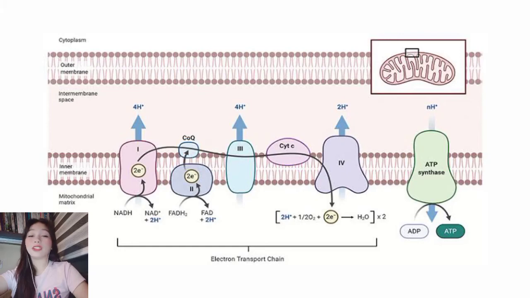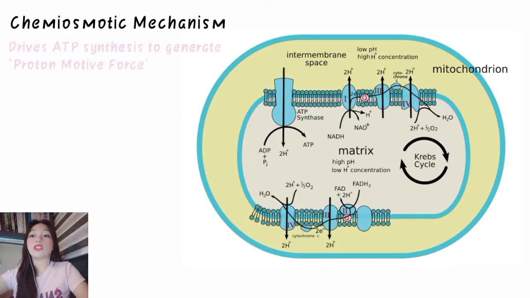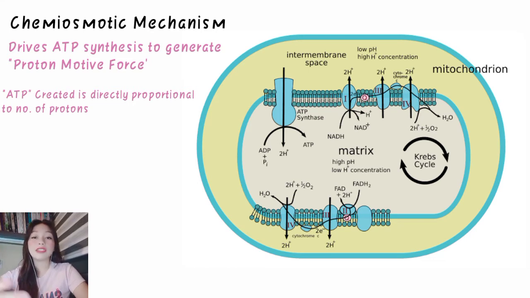So where does the electron transport chain occur? During the process, the proton gradient is created when the protons are pumped from the mitochondrial matrix into the intermembrane space of the cell, which also helps in driving ATP production. The use of the proton gradient is referred to as the chemiosmotic mechanism that drives ATP synthesis, since it relies on a higher concentration of protons to generate proton motive force. The amount of ATP created is directly proportional to the number of protons that are pumped across the mitochondrial membrane.